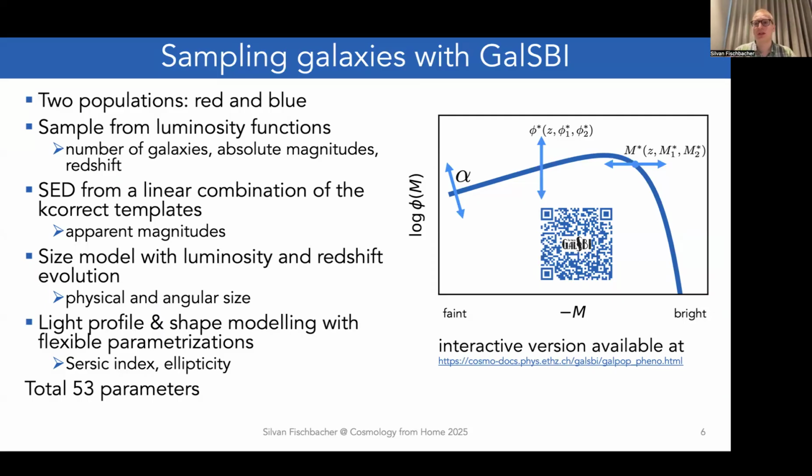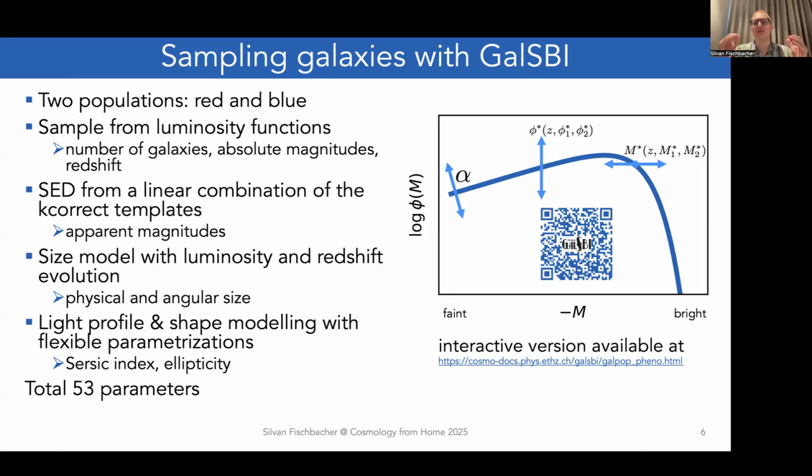If you would like to get a bit more intuitive understanding of how this parameter affect the luminosity function, then you can use the link here, or also the QR code here. There we have an interactive version of this plot, where you not only see how the luminosity function changes the shape, but also directly how it impacts an astronomical image.